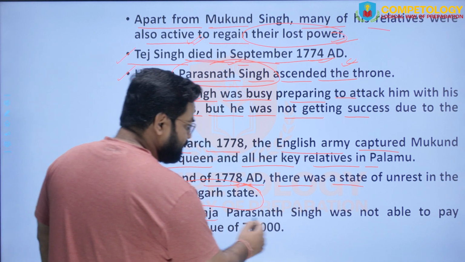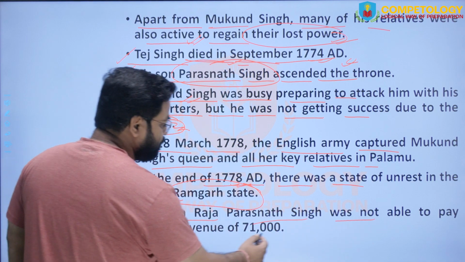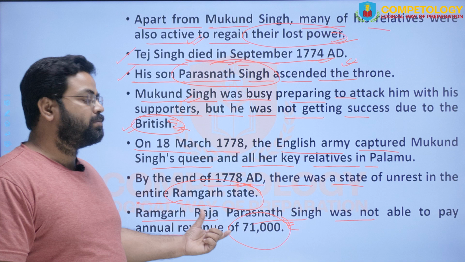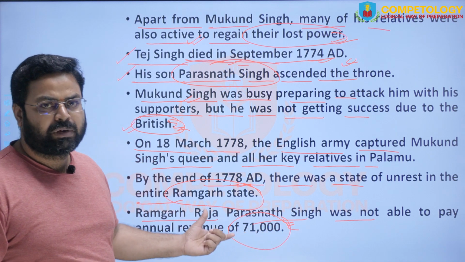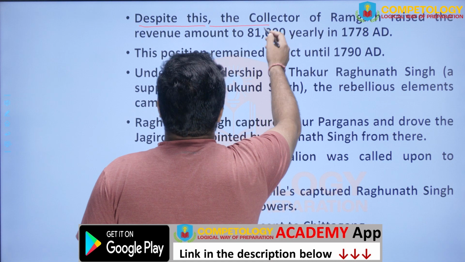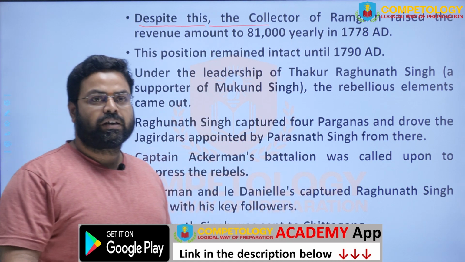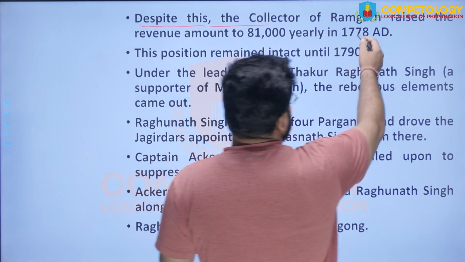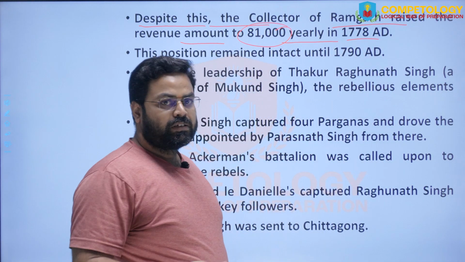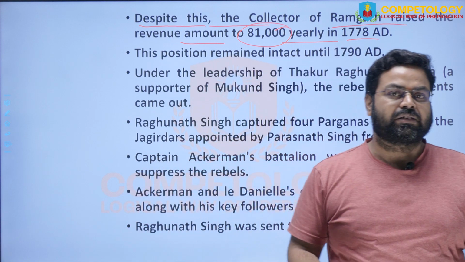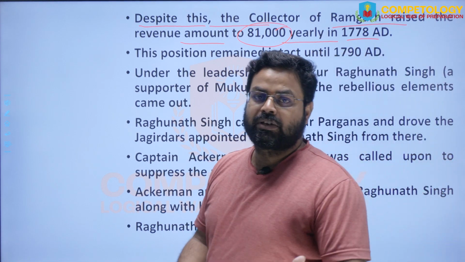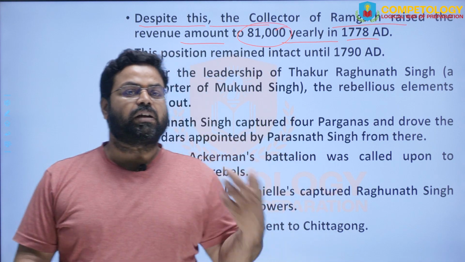So here, Ramgarh Raja Parasnath Singh was not able to pay the annual revenue of 71,000 rupees due to revolt, due to unrest and various other reasons. And this amount was fixed by the Britishers, which they could extract from him in any way. So despite this inability to pay 71,000 rupees annual revenue, the collector of Ramgarh raised the revenue amount to 81,000 yearly in 1778. The king was unable to pay 71,000, but the collector increased the revenue demand from the king to 81,000. 10,000 rupees more were added.